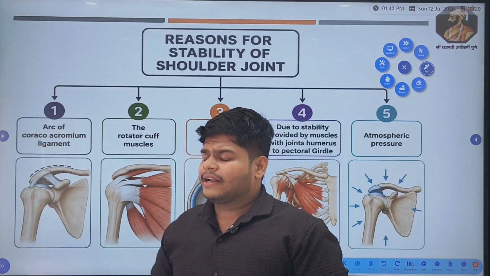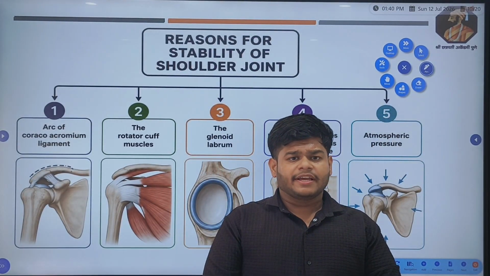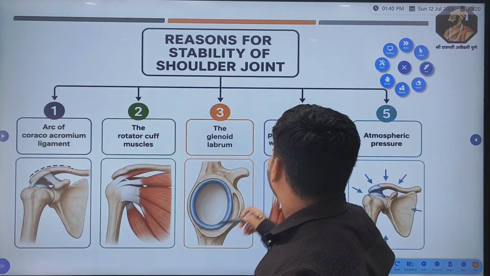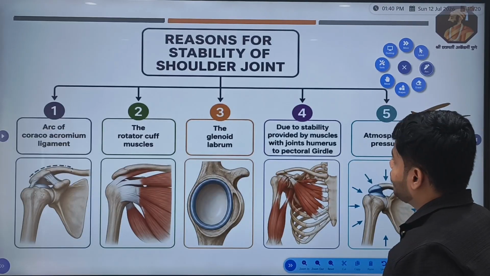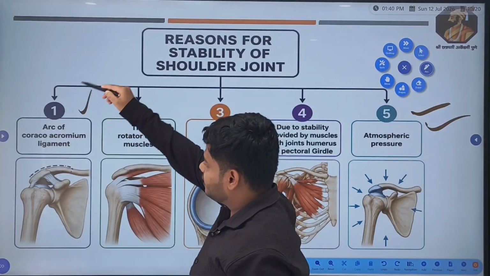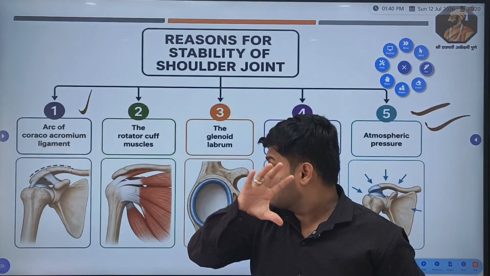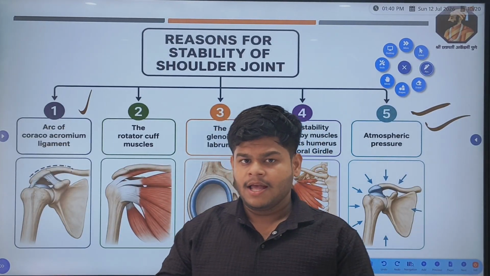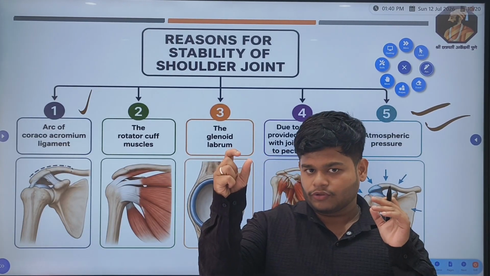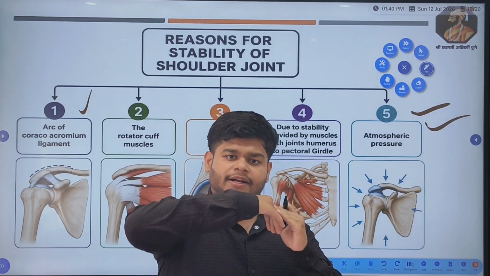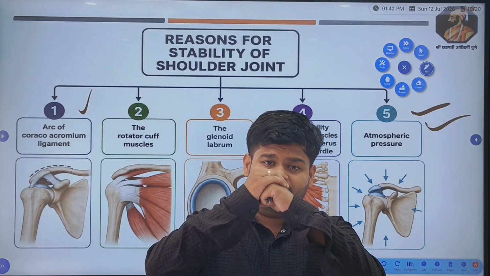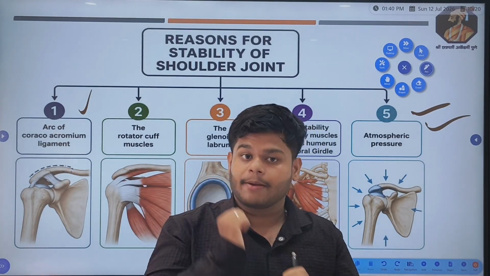Now you will say that as it is a weak joint, then how is it stabilized, how can it hold? So there are basically 5 reasons due to which the shoulder joint is stable. First one is the arc of the coracoacromial ligament. The ligament which joins the coracoid process of the scapula and the acromion process of the scapula makes the arc, and that arc looks like the seat for this joint, and hence this joint is stable.